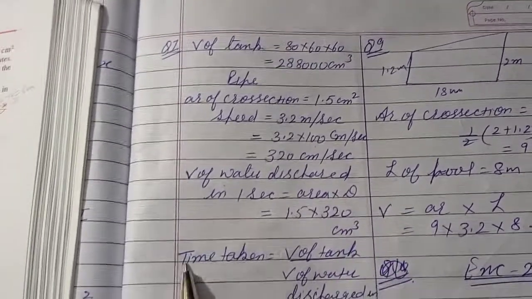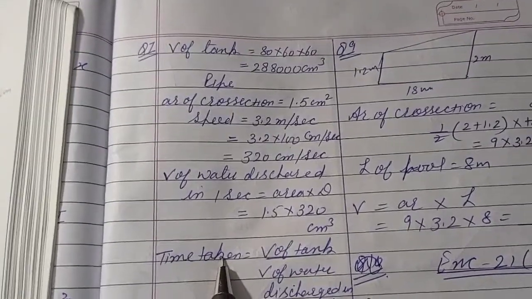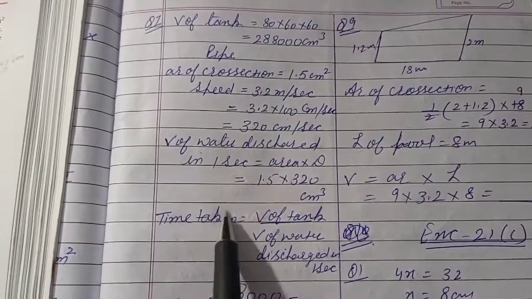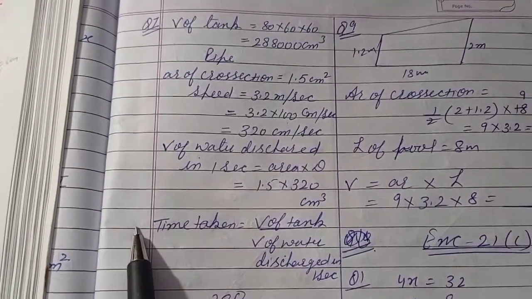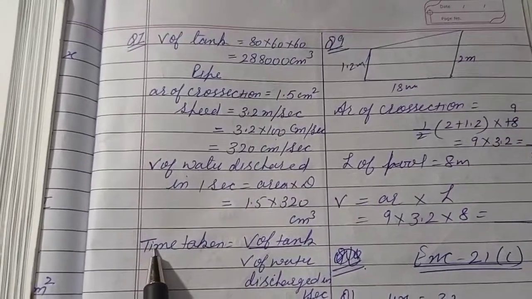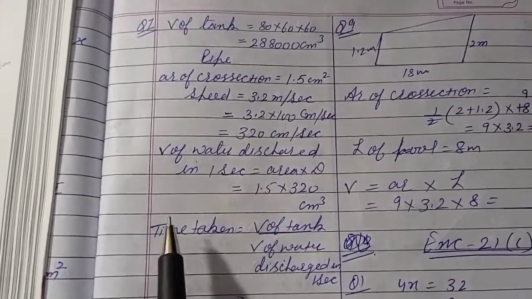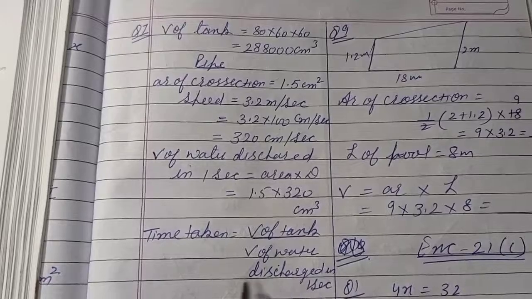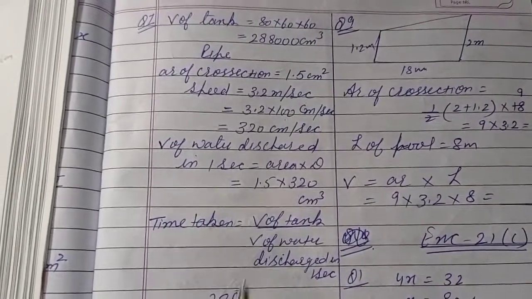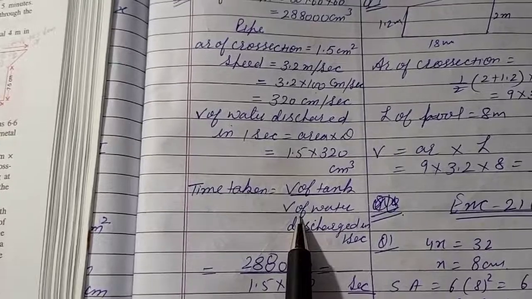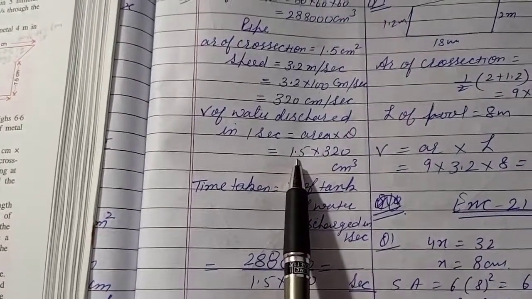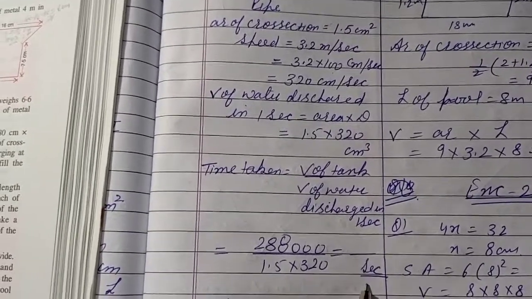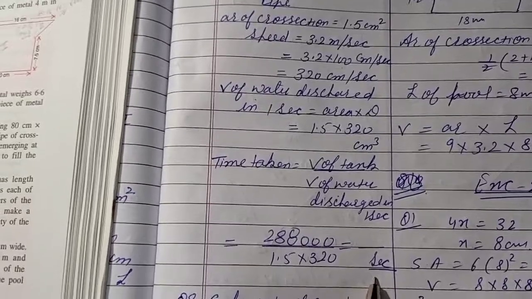Clear? Now time taken means how long does it take? You have to find the number of seconds or number of minutes. I told you how to find the number of something: bigger unit divided by smaller unit. In this case, what is the volume of the tank? That is the bigger unit. Divide by the volume of the water discharged in 1 second by the pipe. Clear? So the volume of the tank is given. The volume of the water discharged we can find using the formula area of cross section multiplied by speed. So obtain the answer here in seconds, and if the seconds are more than 60, you can convert that into minutes also.